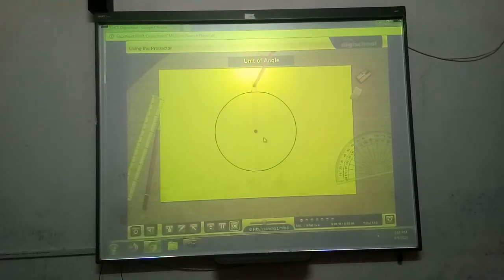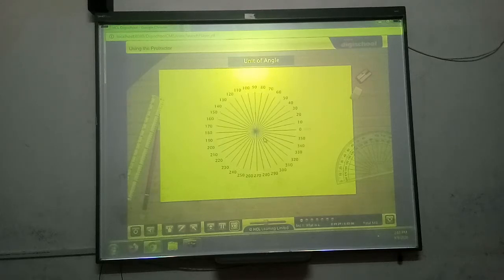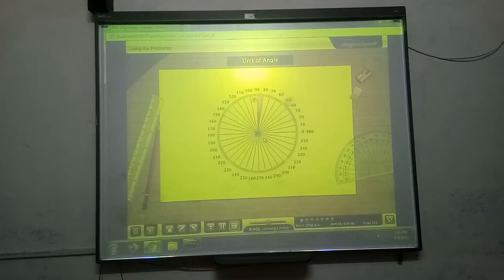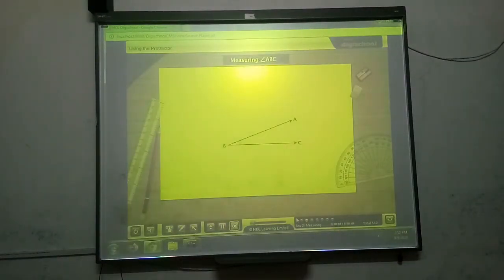The shape drawn by the strip after a complete turn is a circle. A circle can be divided into 360 equal parts. The angle between each part is called 1 degree. The angle in a half circle is 180 degrees. A special symbol is used for degrees. Let us start by measuring angle ABC.